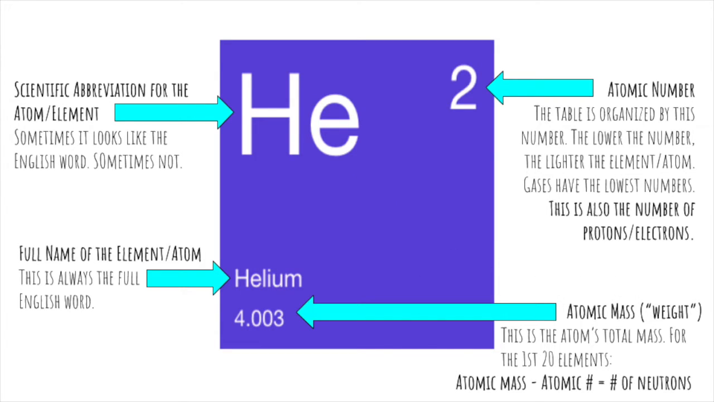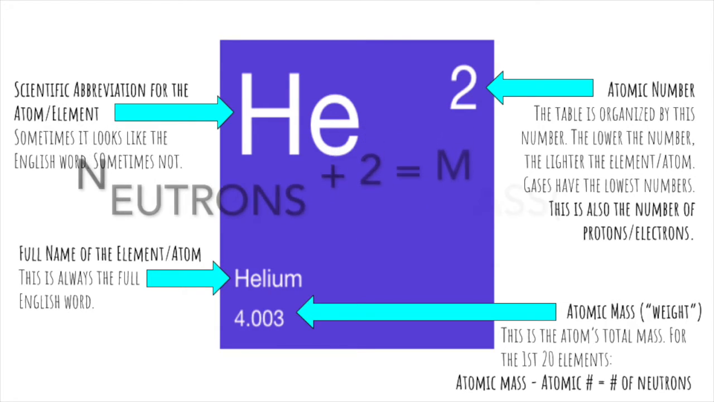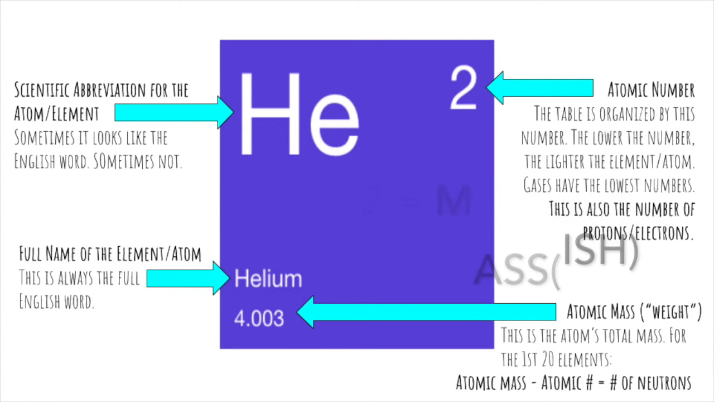We might also do some mathematical magic and reverse this formula. If for some reason I gave you the number of neutrons in an atom, you could add that number of neutrons to the atomic number and get the atomic mass, more or less. And that's how to read the periodic table.